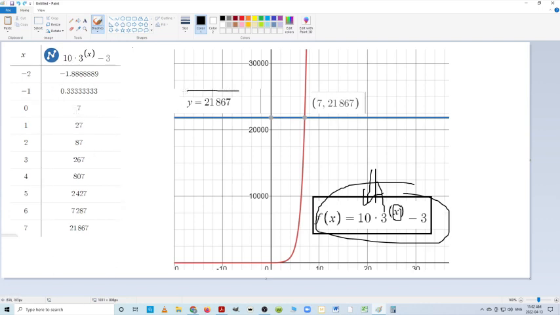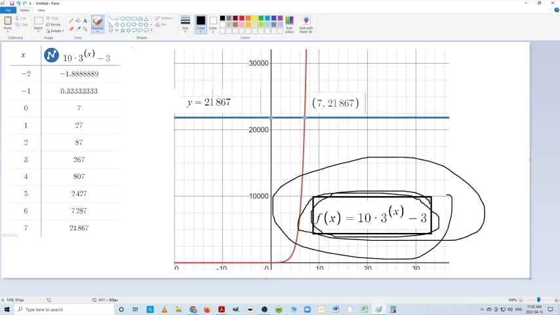But in this case, I want to deal with a situation where they're going to give you the answer. In other words, they're going to give you y, and they're going to want you to figure out x. And until we're given logs and learn logs, you have to sort of guesstimate. And I'm going to show you how to guesstimate.